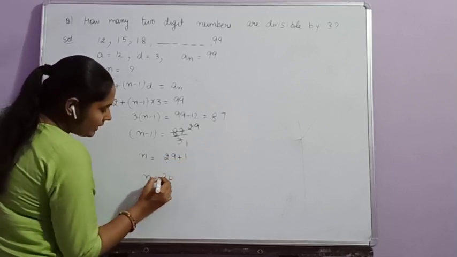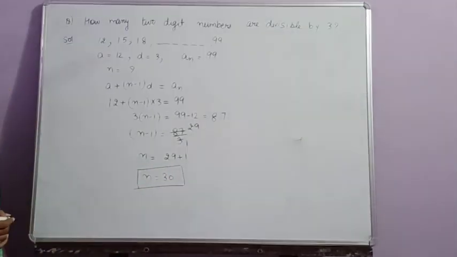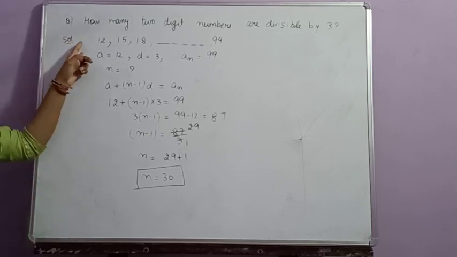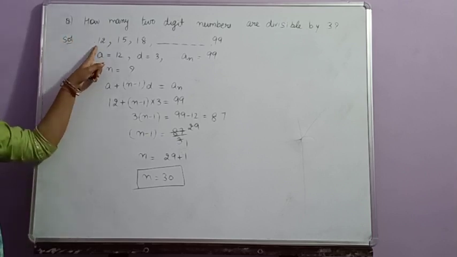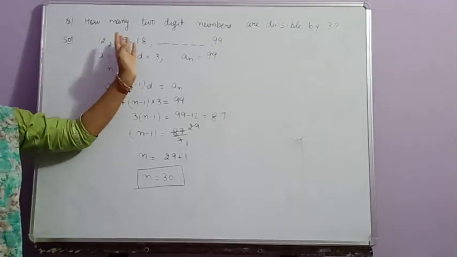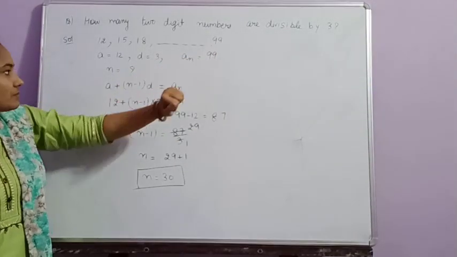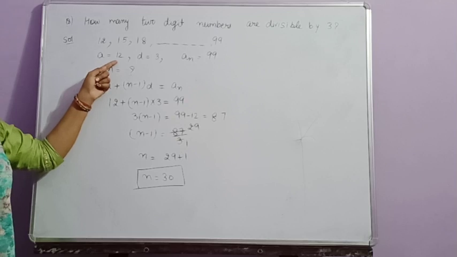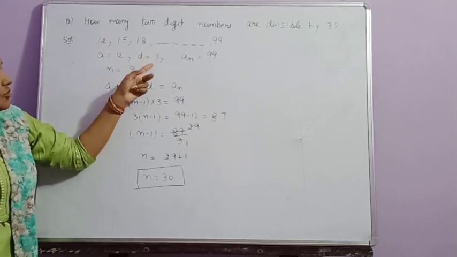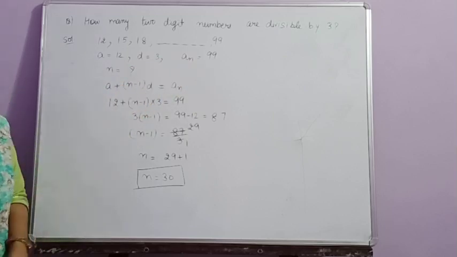It means there are total 30 two digit numbers which are divisible by 3. Clear? We know that two digit numbers start from 10 and the first two digit number which is divisible by 3 is 12. Next is 15. Similarly, the last two digit number is 99, which is also divisible by 3. So the value of A is 12 and D, the difference between consecutive terms, is 3, and the nth term is 99. We have to find out the value of n.